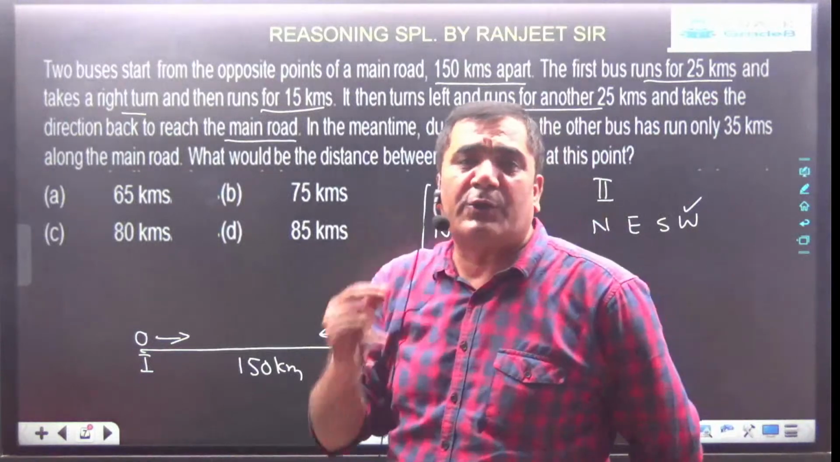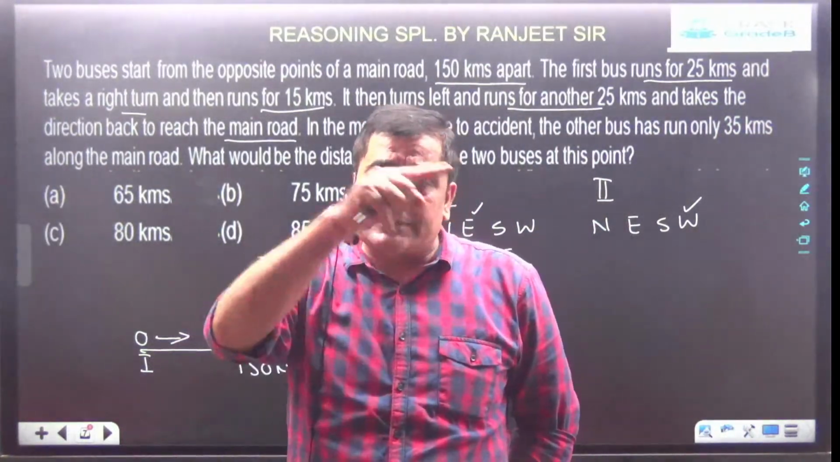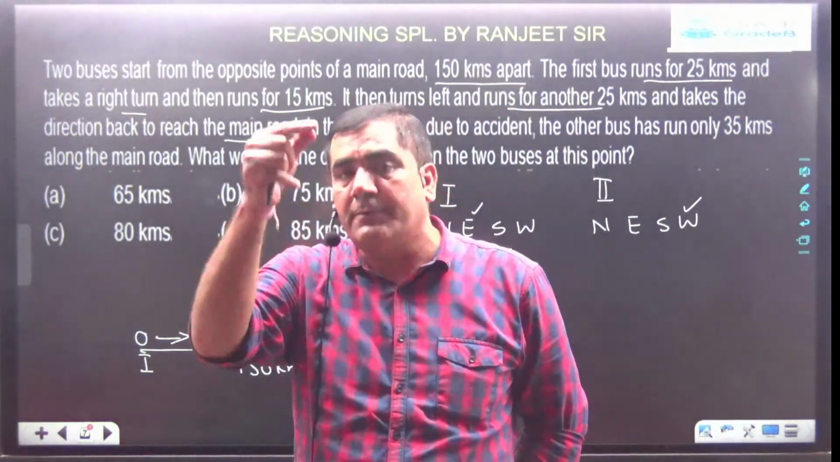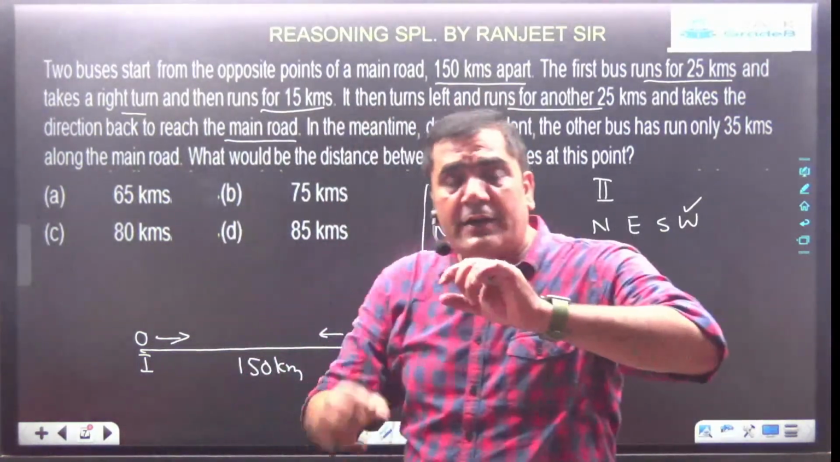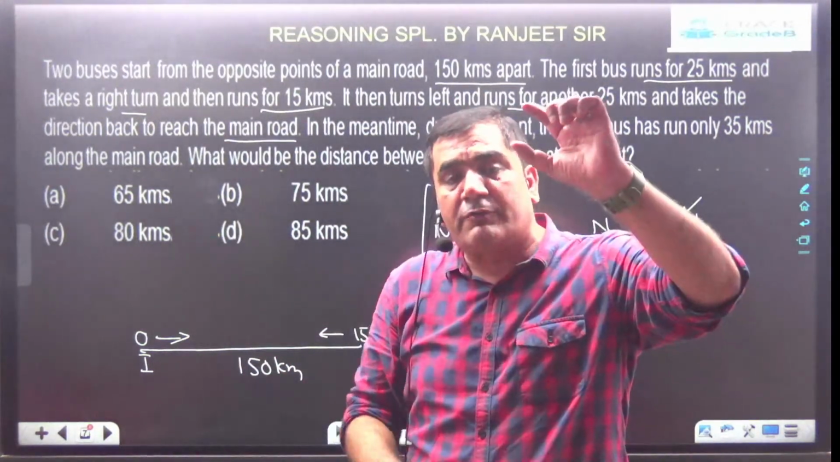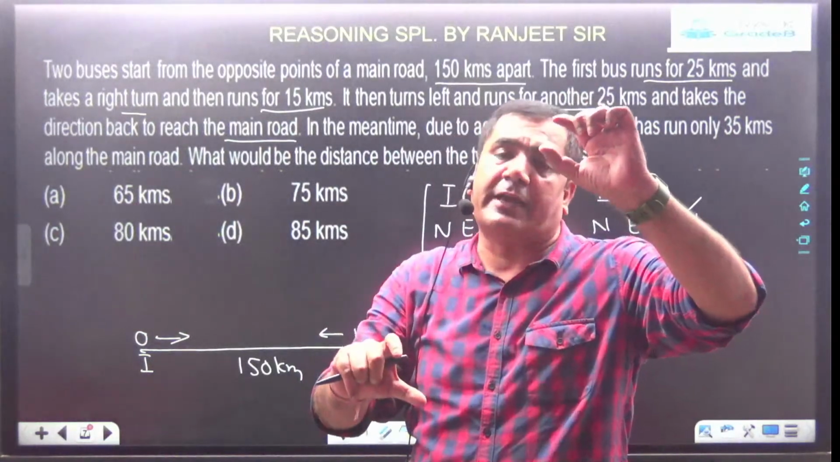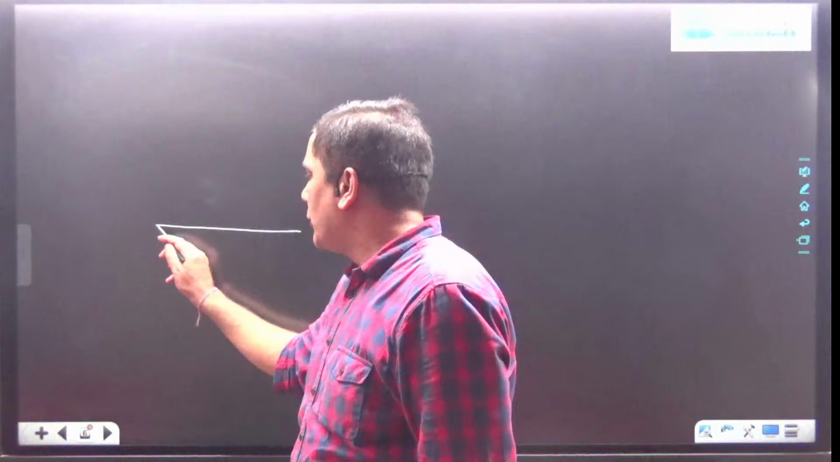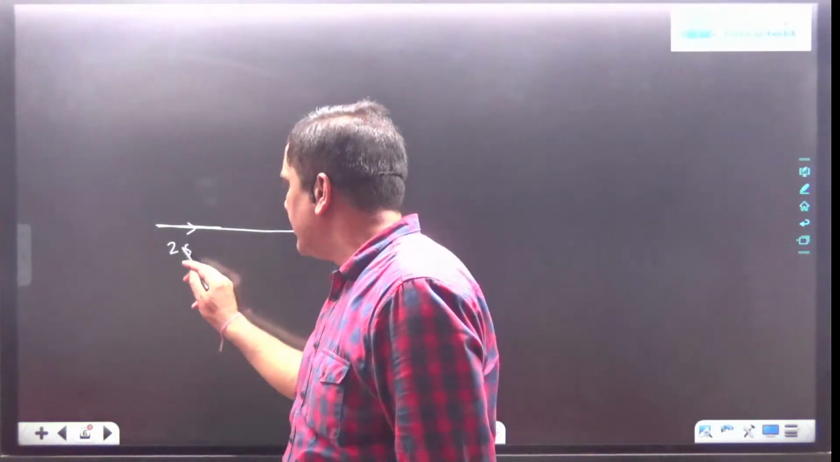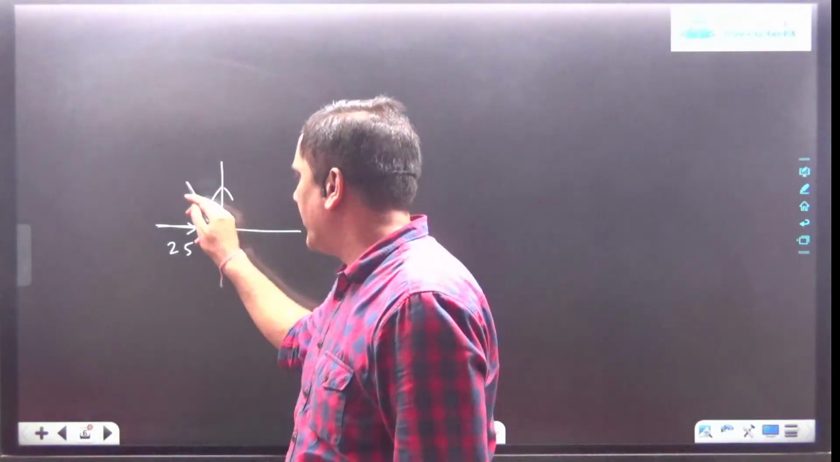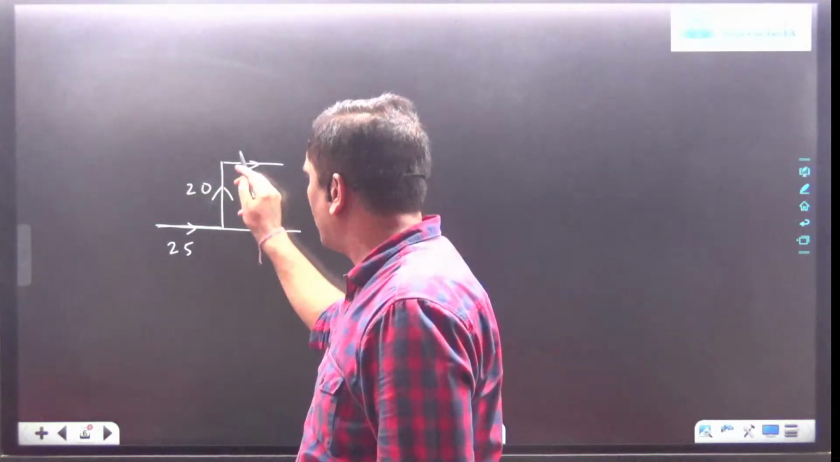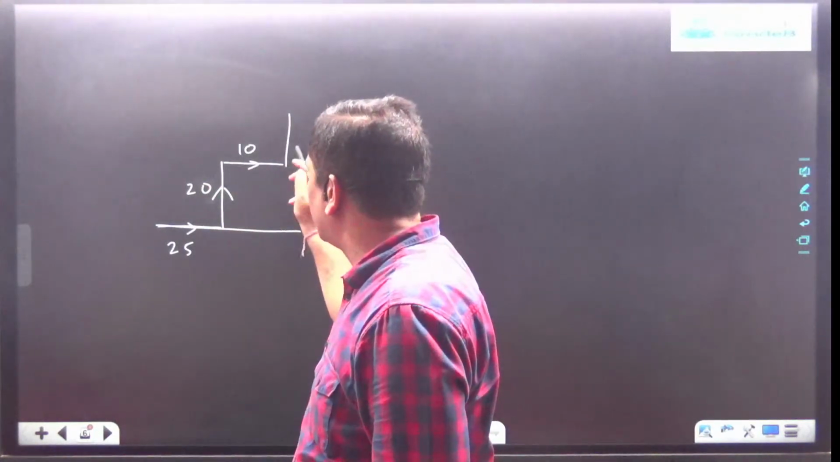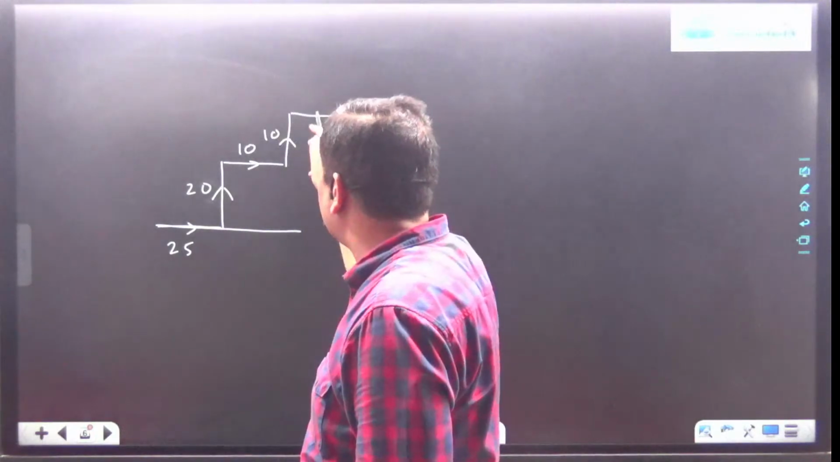Back to reach the main road means what? Since the bus has come back to the main road, whatever distance the bus has covered in the north direction will be equal to the distance covered in the south direction. Please understand this one. This says one bus goes over here, 25. Then turns left and goes over here, 20. Then turns right and goes for 10. Then turns left and goes for 10. Then turns right and goes for 5.